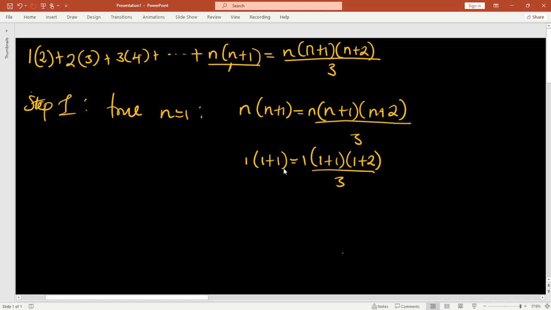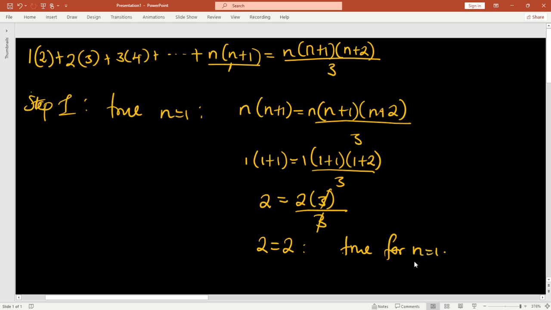Now 1 plus 1, I'm going to get a 2, and 2 multiplied by 1 we just get a 2. This is equal to 1 plus 1, we get a 2, multiplied by 1 plus 2, we get a 3. Then this is being divided by 3, so 3 and 3 can cancel. We're left with 2 being equal to 2. If this is the case, then we're going to say this is true for n equals 1.